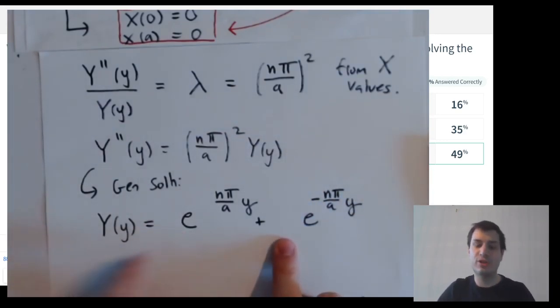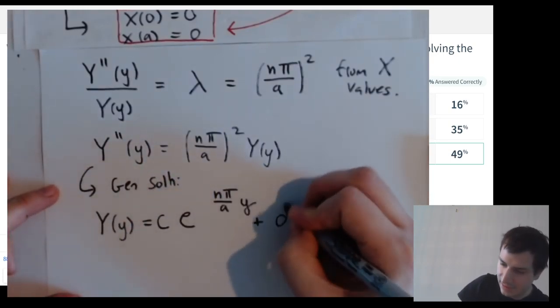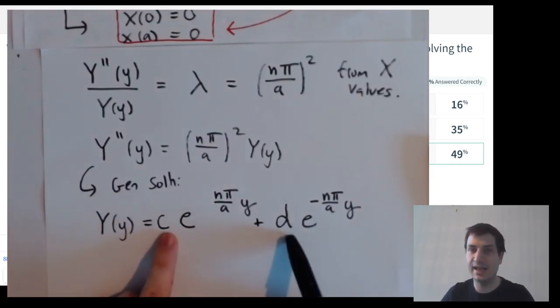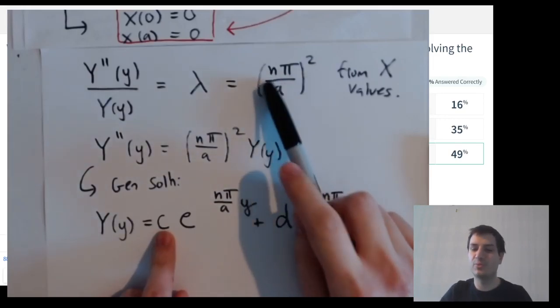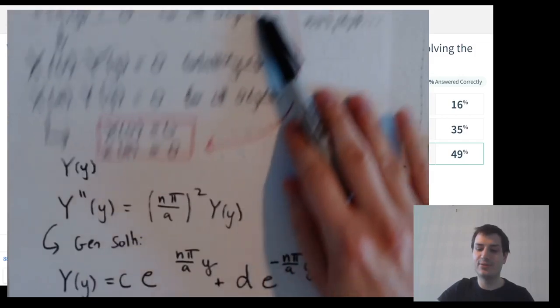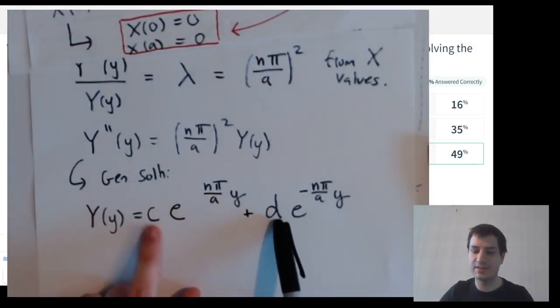And as usual, you can put arbitrary constants in front of them. I'm going to call the constants c and d. Sometimes we call them c1, c2, but I'm going to call them c and d today. And that's because they're going to depend on n. So when I do the superposition principle later, n is going to be 1, 2, 3, 4. So I don't want to use 1 and 2 now because that'll get in my way later. So I'm going to call the constants c and d.